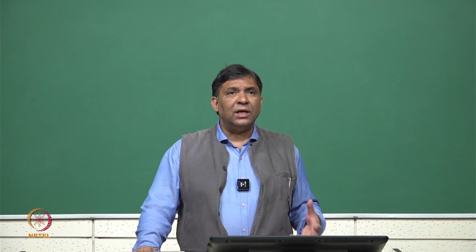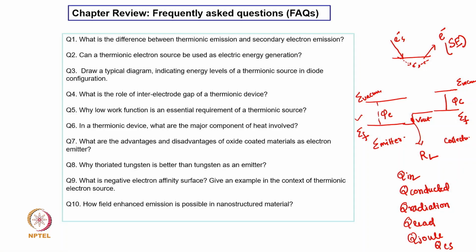Like in the next question, why is thoriated tungsten better than tungsten as an emitter? Because when we make it thoriated, there is thorium oxide added to the tungsten, and then we can lower the work function significantly because of this coating. So, it can work at higher temperature because its melting point is high, but the work function is significantly reduced, therefore, the emission probability will enhance.